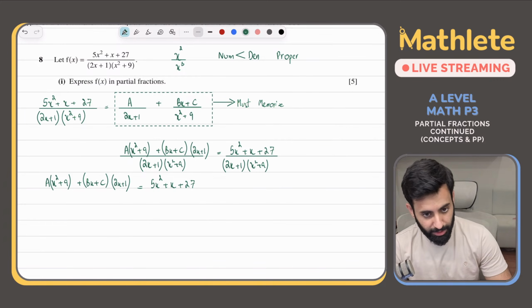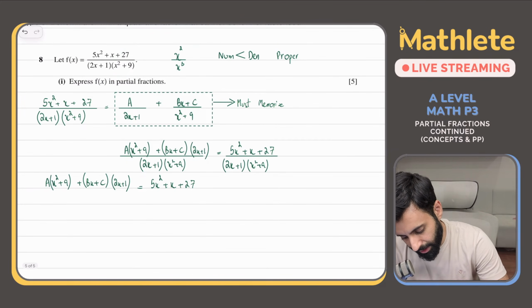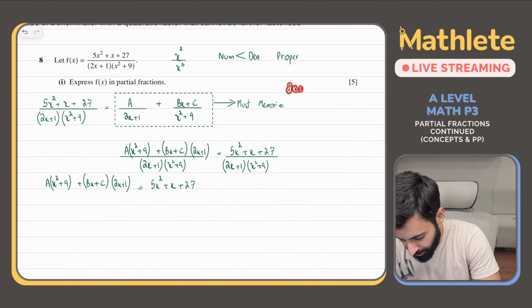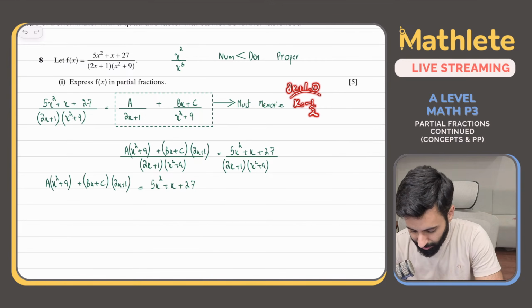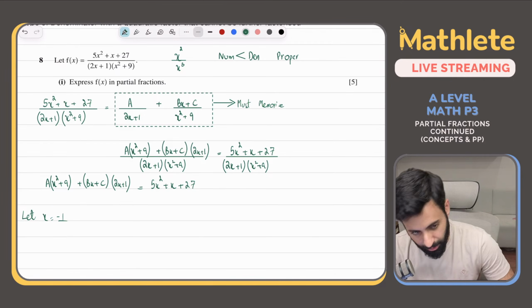Now what we're going to do is we're going to substitute values. So how do we find out what values to substitute? The rule is that we equate the bracket, the denominator, to 0. So we have 2x plus 1 equals 0. So that means x equals minus 1 upon 2. Okay, so this is the value that we are now going to substitute. So let x be equal to minus 1 upon 2.